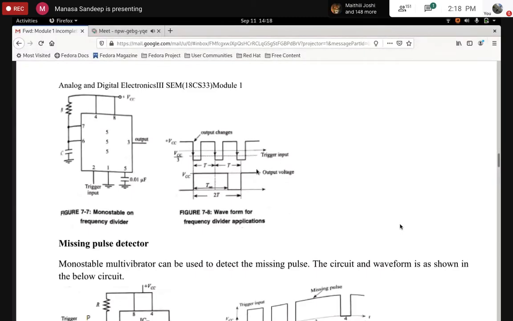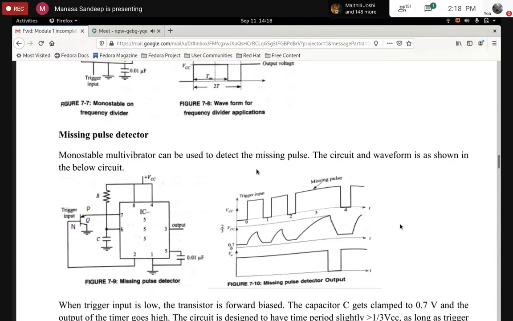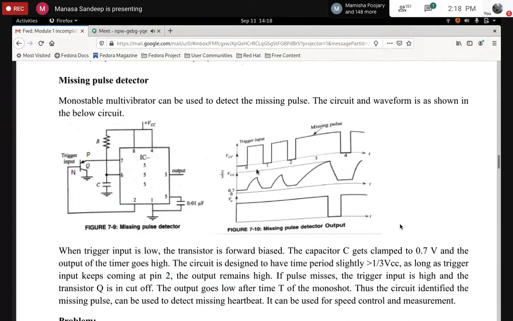If I have confused you, I have just repeated the things, right? If you have understood this much, it's well and good, fine. So let's move on to the next application.